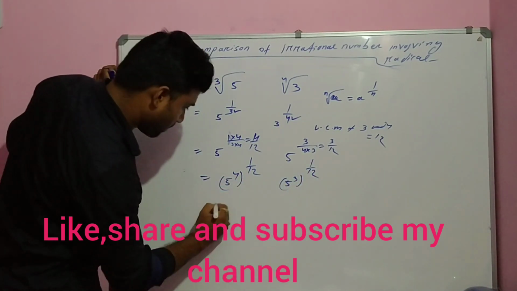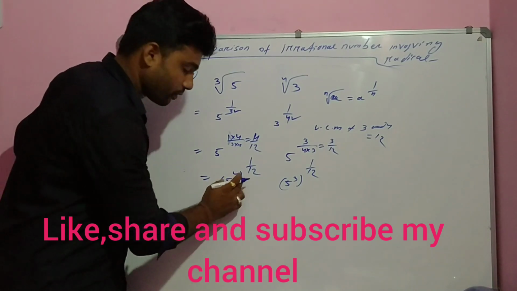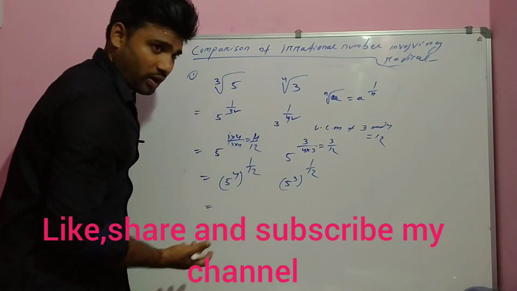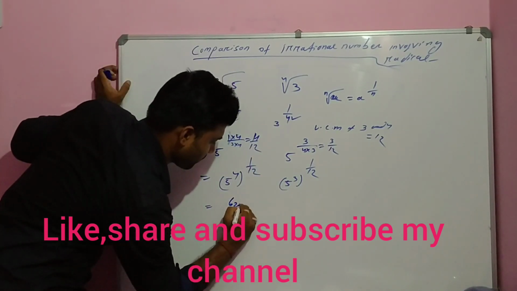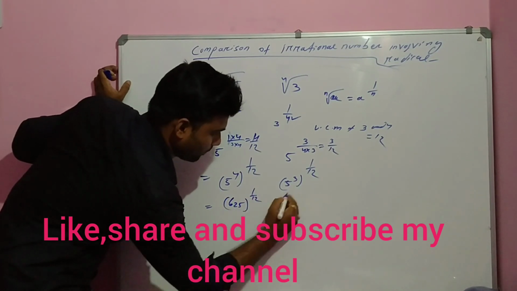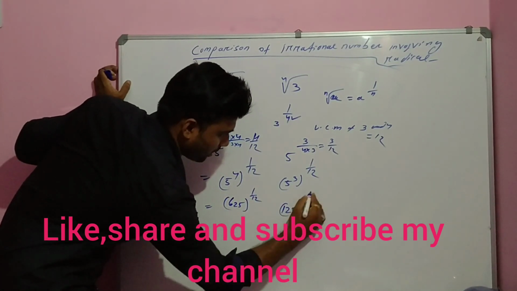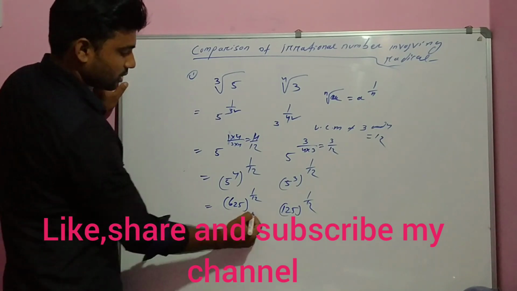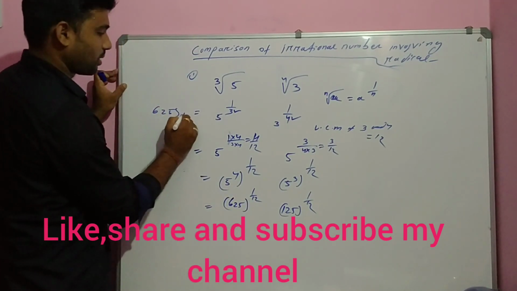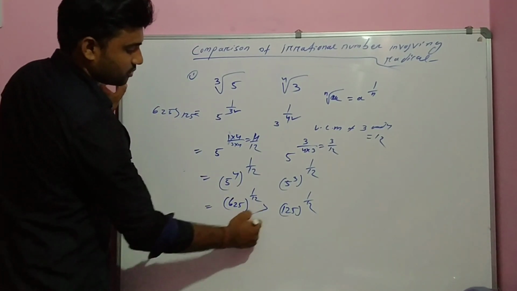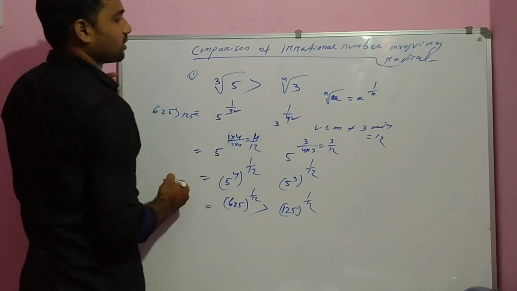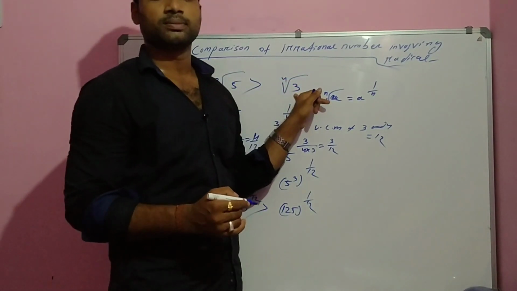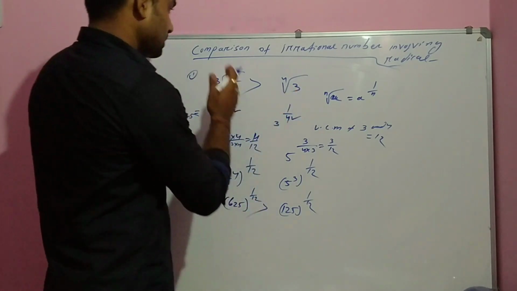What is the value of 5 to the power 4? 5, 25, 125, 625 to the power 1 by 12. And the other will be 125 to the power 1 by 12. So which one is greater? 625 is greater than 125. So obviously this one is greater than this one. In doubt, do it this way also.